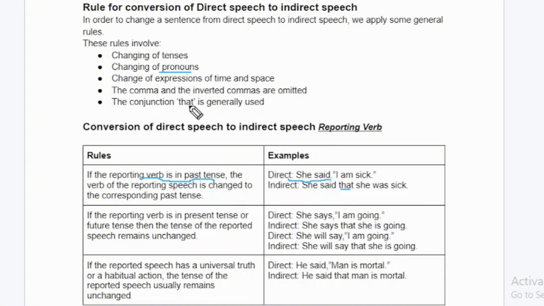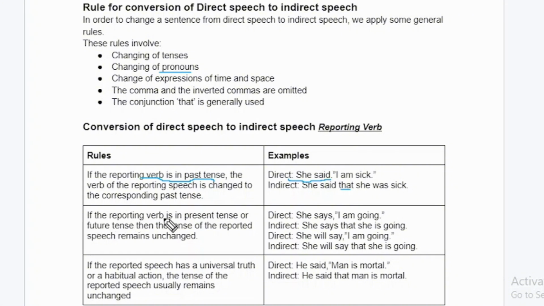So here are the rules, that is, the first, second, third, fourth, and fifth rule. We use "that" mostly, not in every case. That will be used between these two clauses. For example, "She said that she was sick." So that is the structure of an indirect sentence. Now we will see another structure.